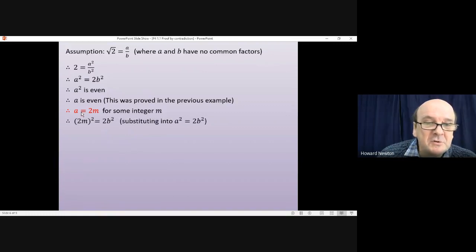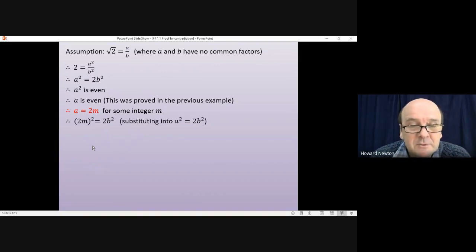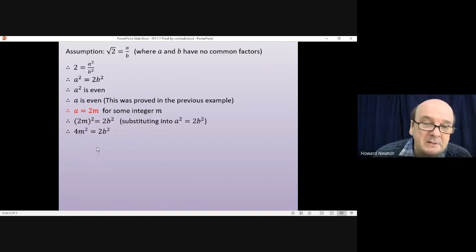We then substitute that value of a back into this equation here. A squared equals 2b squared. So substituting a equals 2m into there gives us 2m all squared is equal to 2b squared. Multiplying out the brackets gives us 4m squared is equal to 2b squared. Dividing by 2 gives us 2m squared equals b squared. But we've now arrived at a very similar position to right at the beginning.